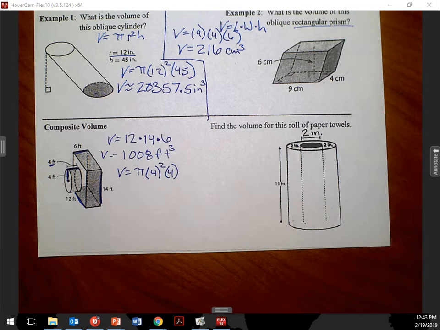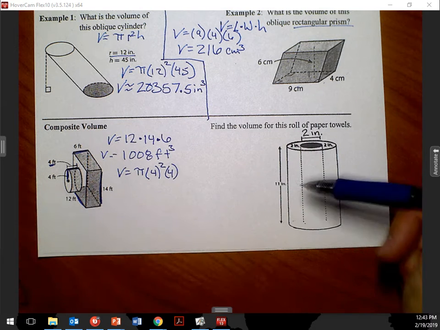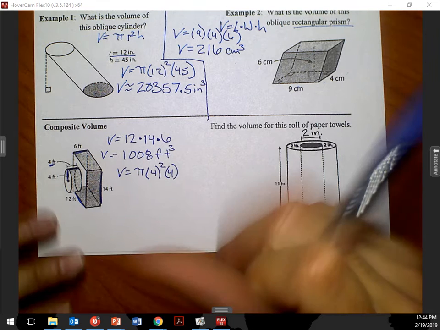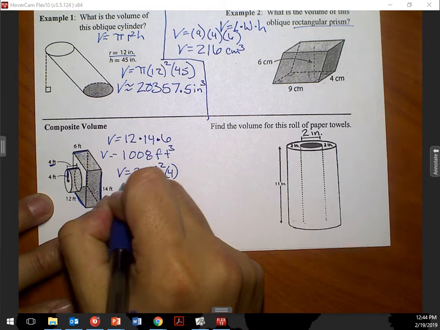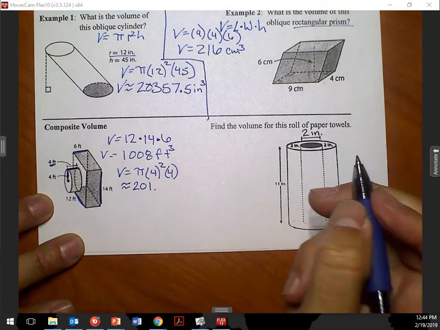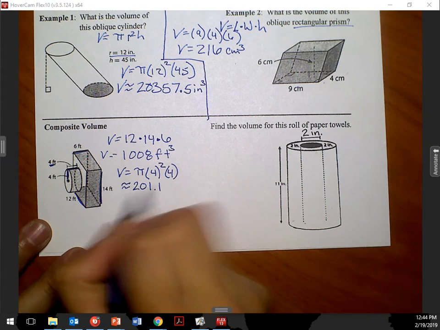So everyone should be calculating what we got here, not staring at me awkwardly, remember? That calculator is your friend. It's 201.1. And that's again going to be in?